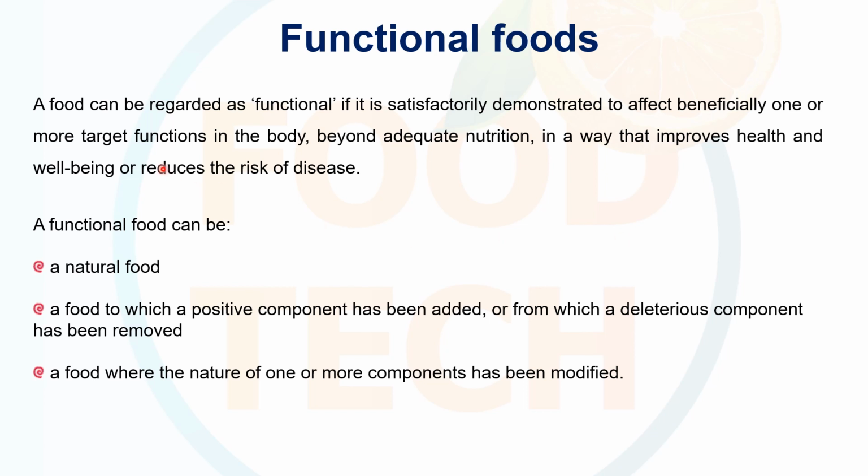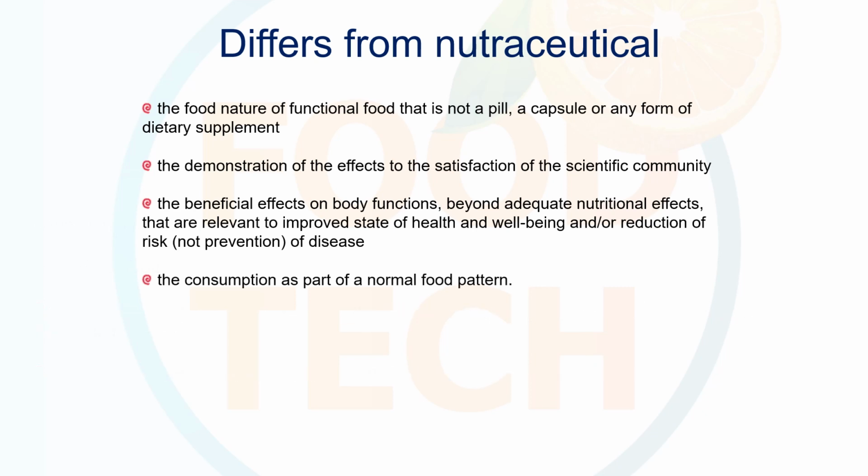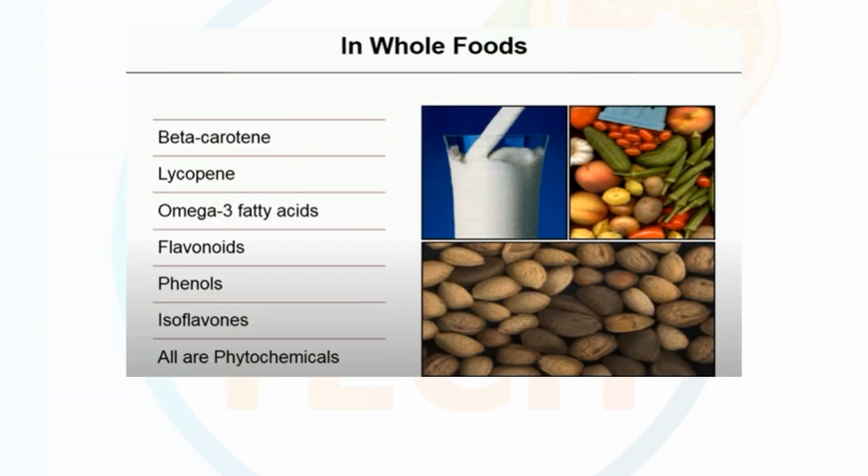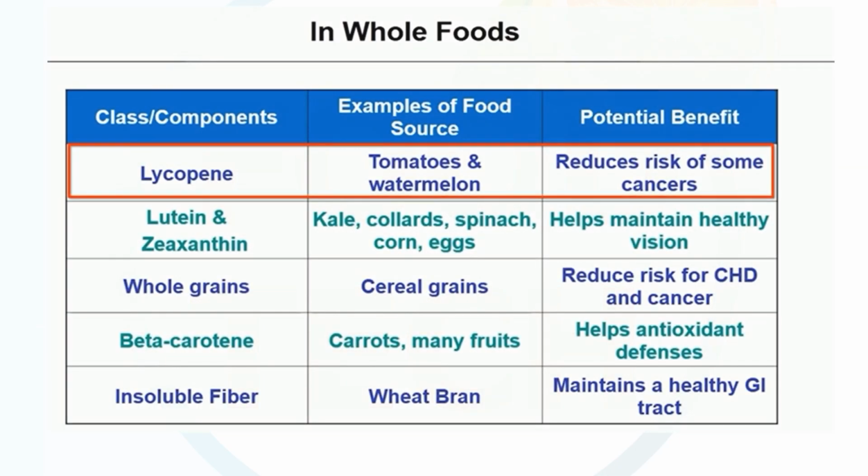So I will not go through it again. I have already mentioned about this. Also we have seen what is the difference. Functional foods are, for example, whole food, enhanced food, and enriched food or fortified food. In whole food, if you see, beta carotene in carrots, in milk you got calcium, and omega-3 fatty acids in groundnuts or peanuts. So these are the examples of that.